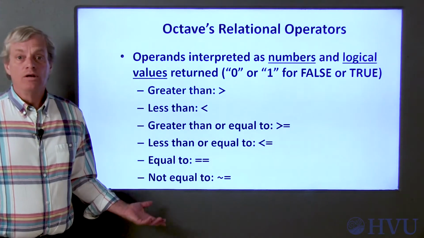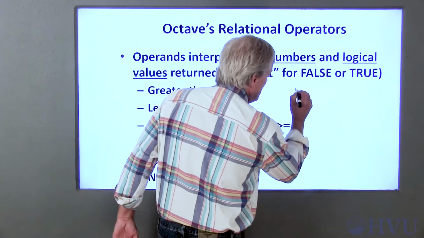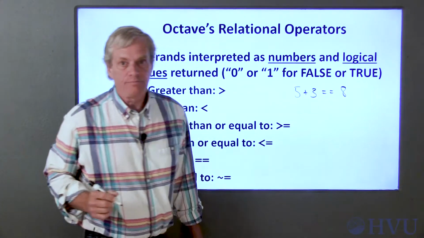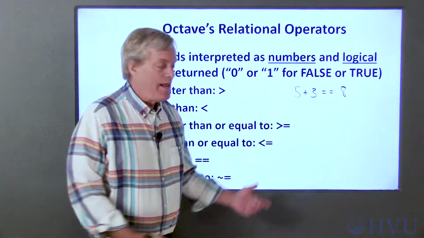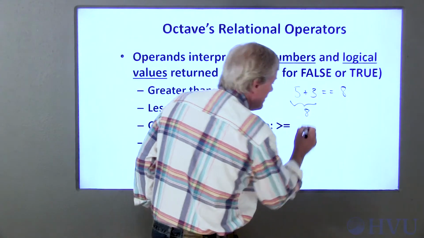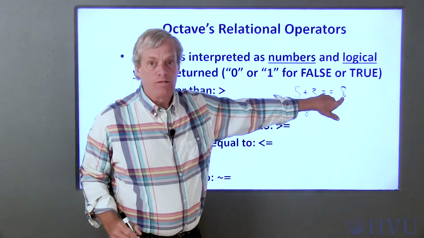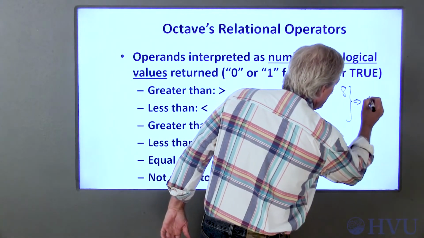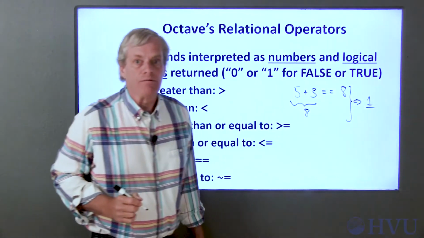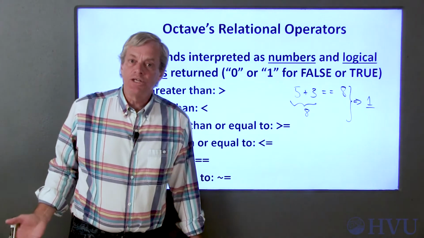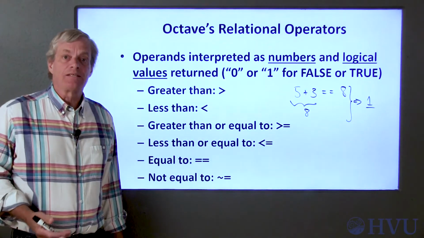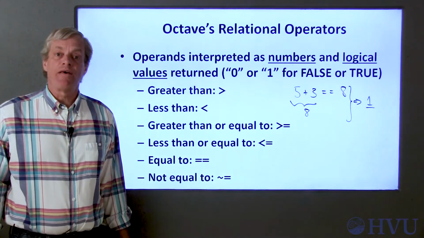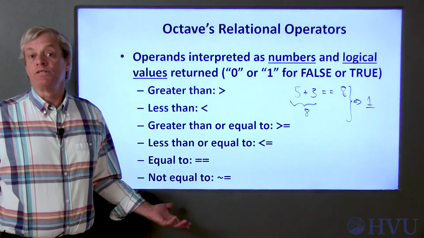So the command 5 plus 3 equals 8 adds 5 and 3 to get 8. Then it checks to see if 8 is equal to 8. That's true, so Octave returns a 1 as a result of this operation. Since all the relational operators are of the same precedence, relational operators are performed from left to right, just as mathematical operations of the same precedence are performed.